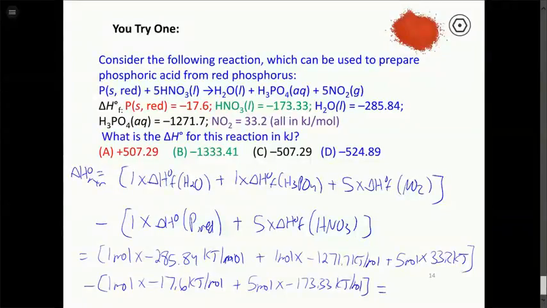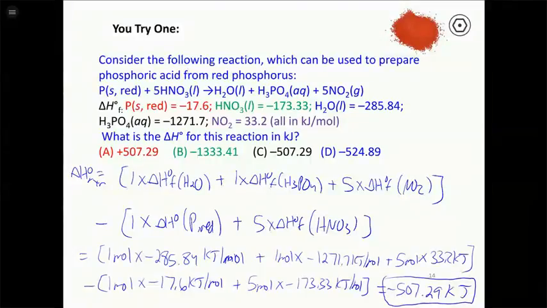And so when we do all the addition and subtraction for this, we should get something like minus 507.29 kilojoules. Alright, so same exact situation. We're using delta H of formation to calculate the delta H for reaction. All right, so that'll be something we'll see a bit more of in the future.